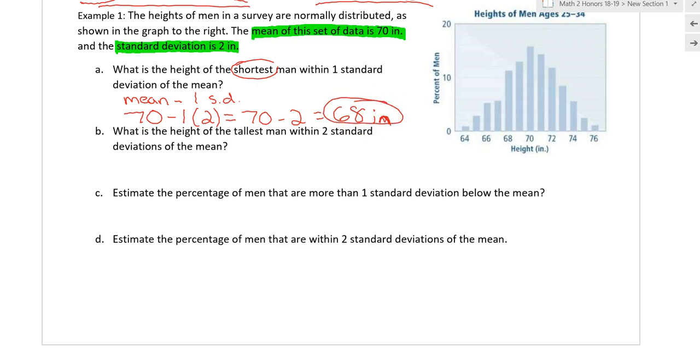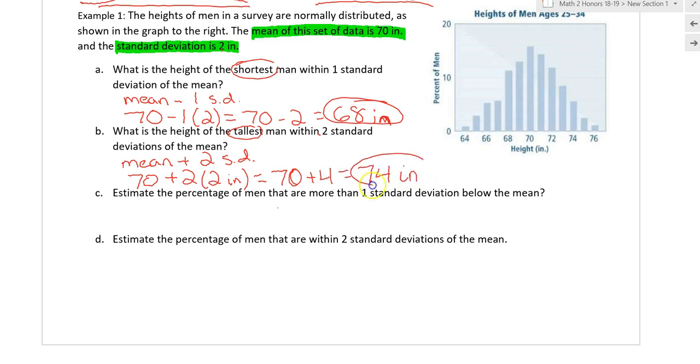What is the height of the tallest man within 2 standard deviations of the mean? Okay, so now we're doing tallest. So I'm going to take my mean and add 2 standard deviations, because it's within 2 standard deviations. So that's 70 plus 2 times your 2 inches, which is 70 plus 4, which is 74 inches.